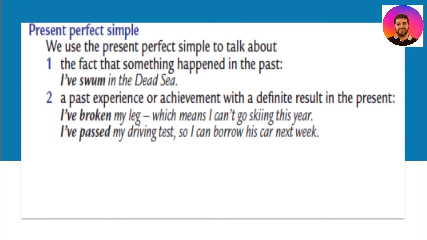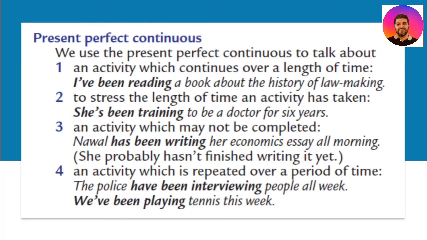The second one, you can say, I have passed my driving test. So you went to the test, you did the test, and you succeeded, you passed the driving test. So what can you do now? I can borrow his car next week. So this is a result of the past action that happened. I have passed my driving test.